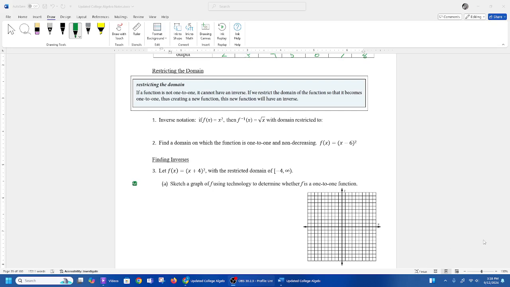So this is where your page 35 should start. We're looking at restricting the domain. We've talked about this before. This is 100% review, which is one of the reasons I felt comfortable skipping this in class.